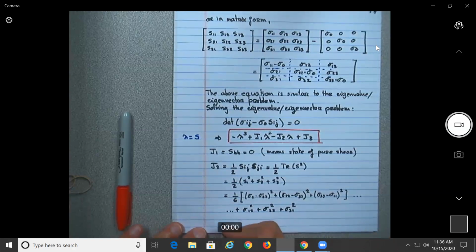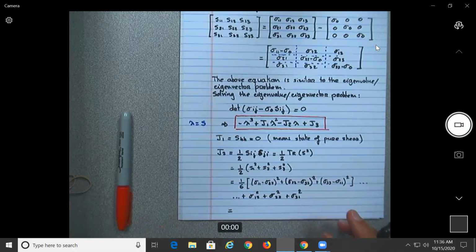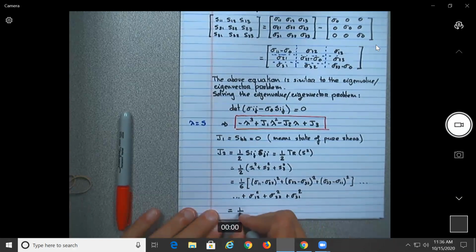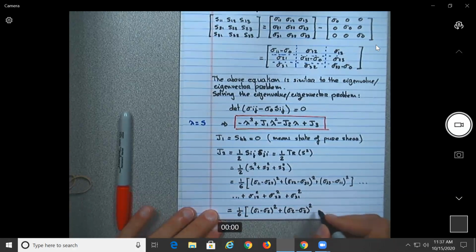Okay, this is equal. I'm just going to stop here. I have like 3 more lines, but I'm going to keep it here. This is 1/6 of (sigma 1 minus sigma 2) square plus (sigma 2 minus sigma 3) square plus (sigma 3 minus sigma 1) square.